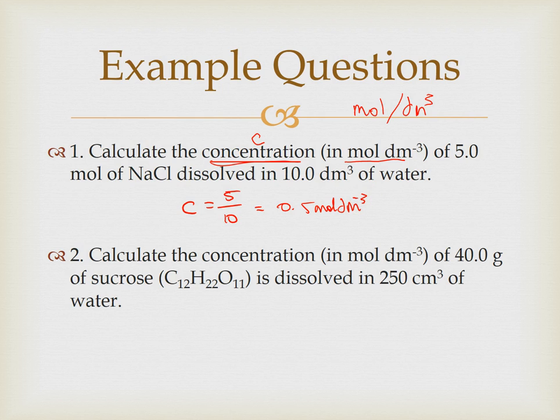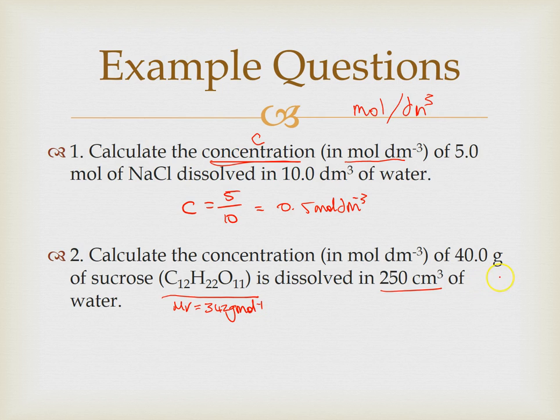Concentration in moles per decimeter cubed, looking for the same thing again, of 40 grams this time of sucrose, dissolved in 250 centimeters cubed. In this case, there's a couple of steps that we need to follow. I have a formula, so this means that I have a molar mass. If I add this up, which is 12 lots of 12, 22 lots of 1, and 11 lots of 16, I will get 342 grams per mole as the molar mass of sucrose.